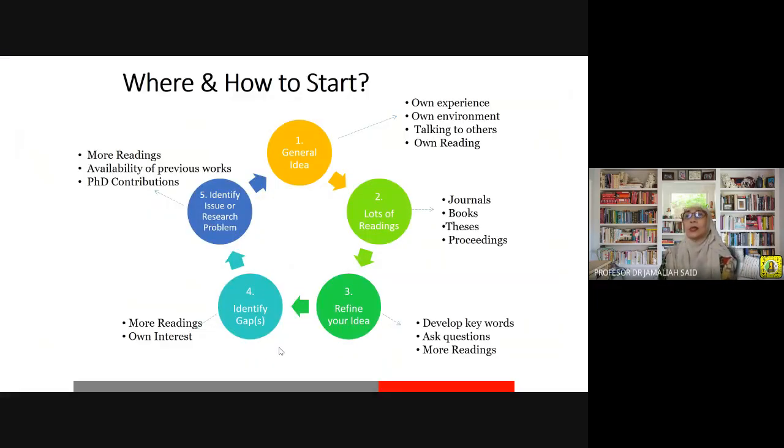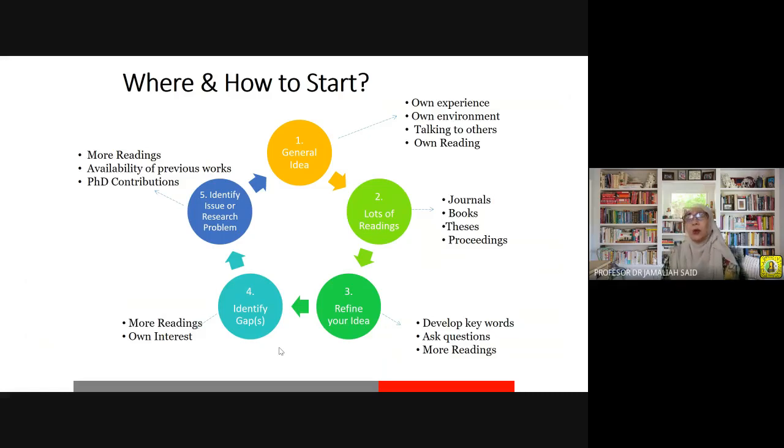So how to start, where and how to start. Okay, first you have to have some ideas. At this point, I'm very sure some of you know what you plan to do, or even some of you may have your solid title. So those who have not, you have to have some general idea at least on the area you plan to do if you don't have a topic yet. So which area you want to do? How do you get this idea?